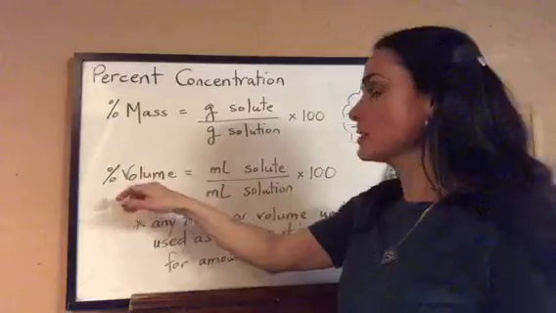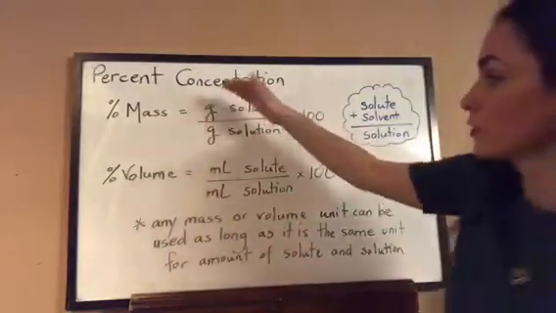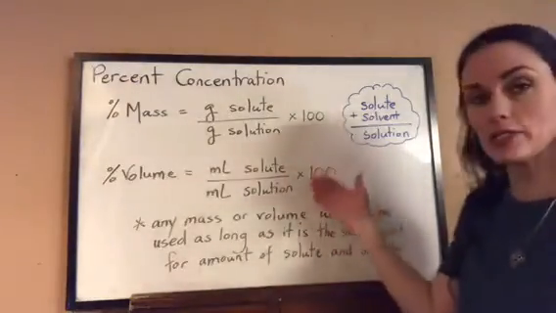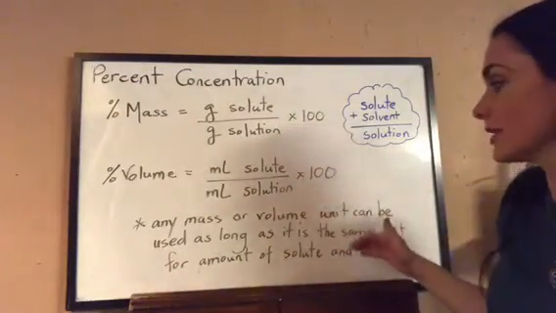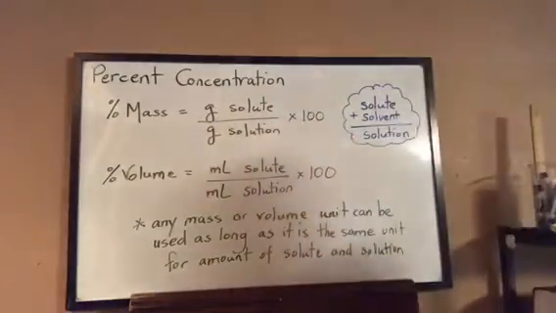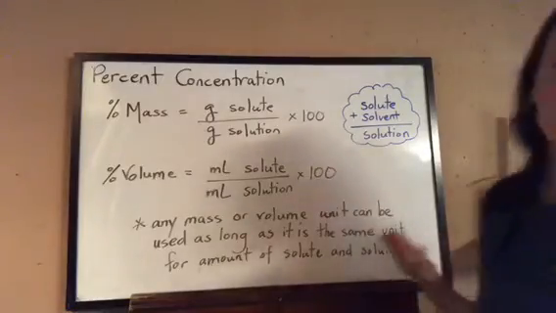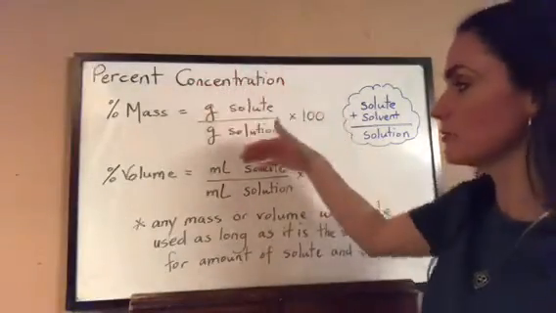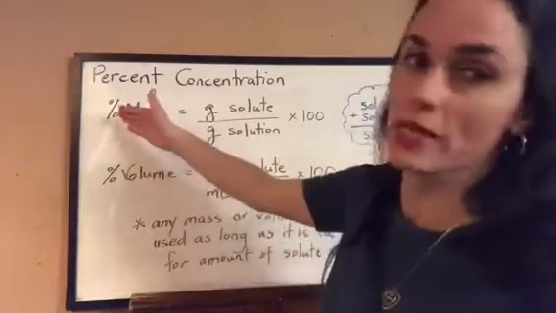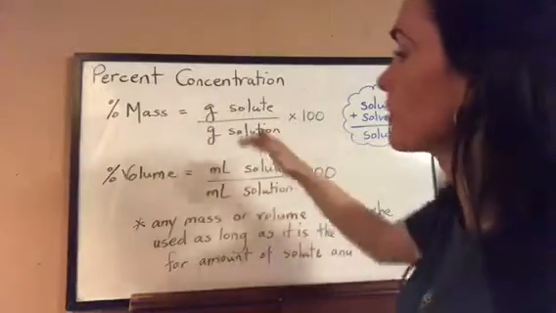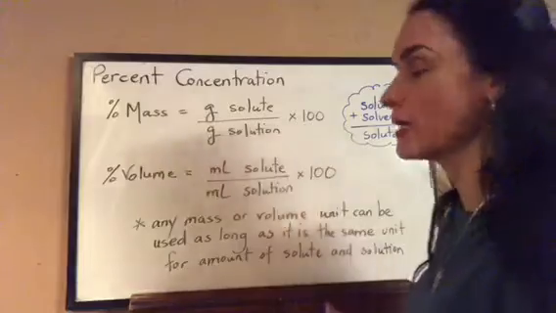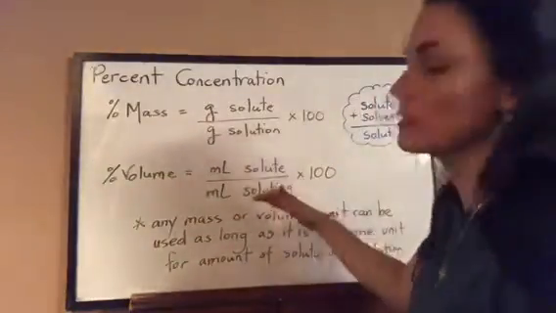Now, for percent mass and percent volume, it's not exclusively grams for mass and milliliters for volume. You can have any mass unit or any volume unit as long as it is the same for the solute and the solution amounts. But typically in chemistry we see grams for mass and milliliters for volume. Now we're going to do some calculations where we calculate the percent concentration, where we calculate the amount of solute, and where we determine the amount of solution.